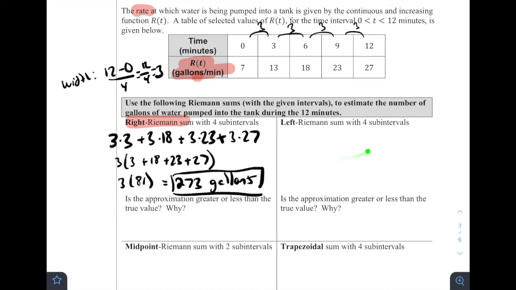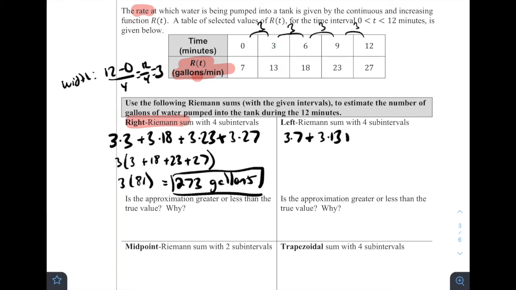Interesting. Same idea, though, if we want to do left Riemann sums with 4 subintervals. The width between each one is still going to be 3 because we're doing the same number of subintervals as the last time. And if we're using the left side, the first rectangle is going from 0 to 3. The left side is 0, and the height of the function is 7 there. So the width is 3, the height of 7. For our second rectangle, going from t equals 3 to t equals 6, the left side of that is at 3, and the height of the function is 13 there.